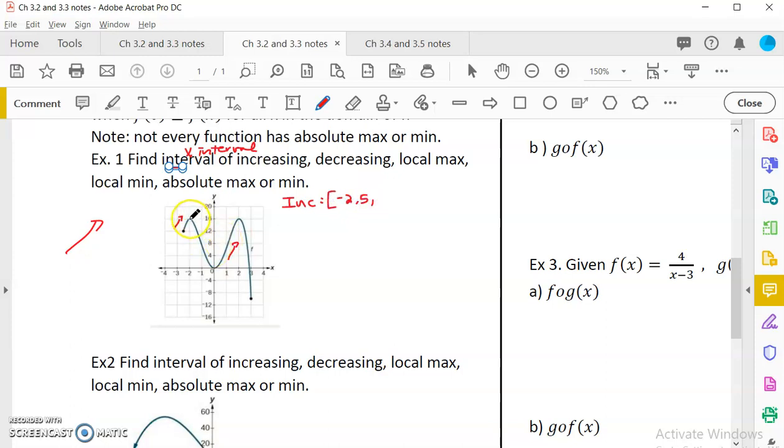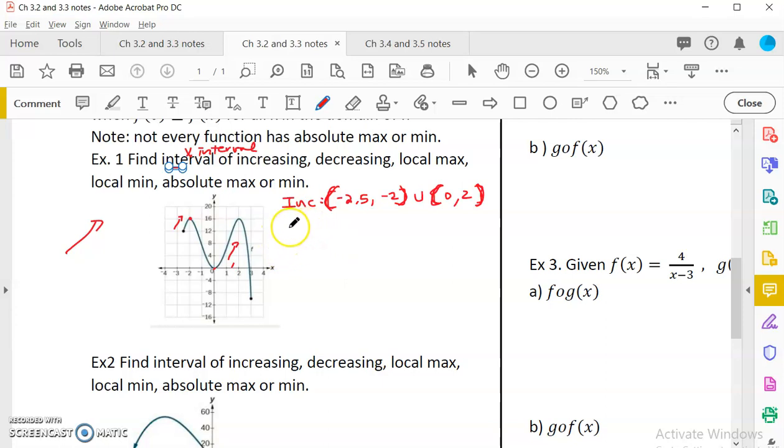And then it reached -2. And then also from 0 to 2. Union from 0 to 2. Well, actually, we just use the open interval because at the highest point it is not increasing.